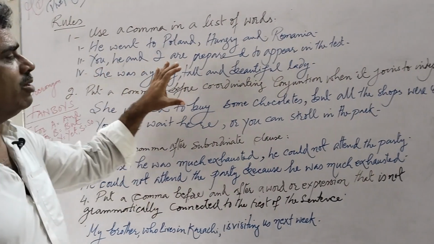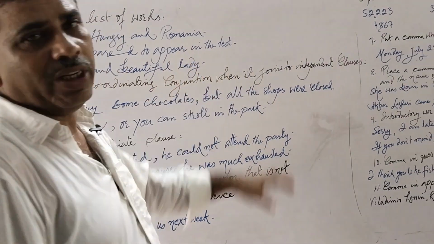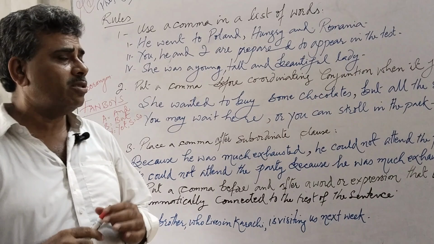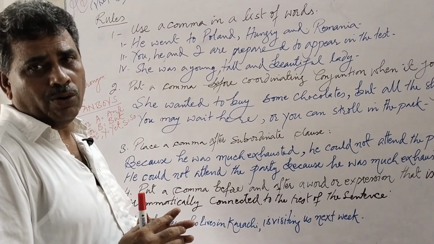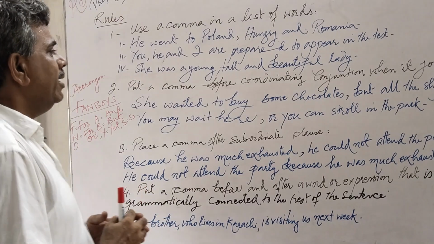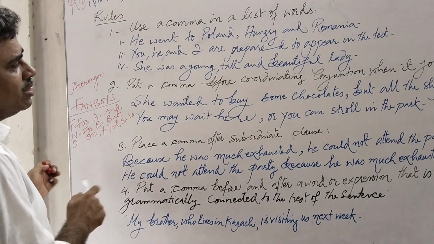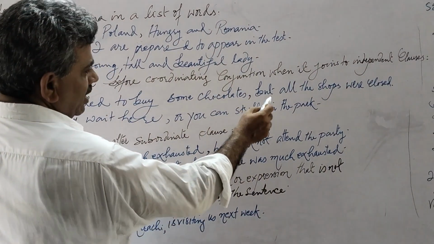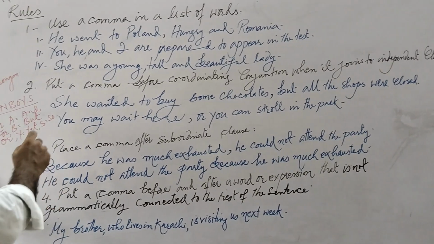Put a comma before coordinating conjunctions when it joins two independent clauses. The independent clauses are those clauses that, when they are separated from the sentence, make their own sentence and stand on their own. So when we use a coordinating conjunction to join two independent clauses, then we have to put a comma here. We have two examples here.